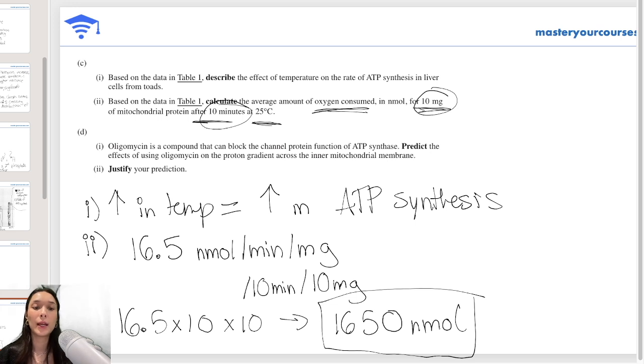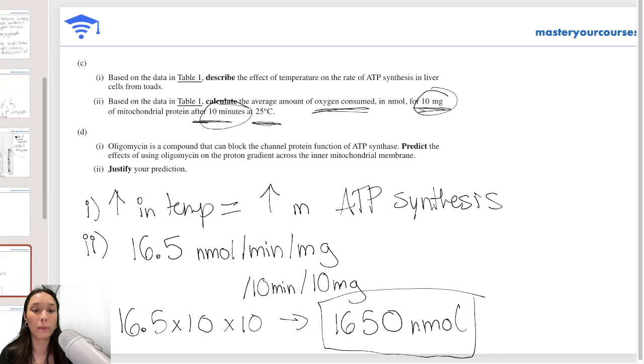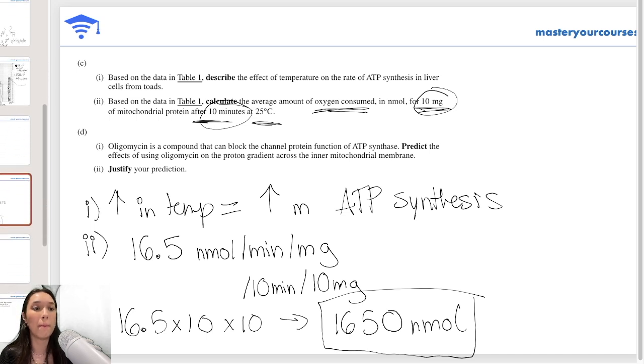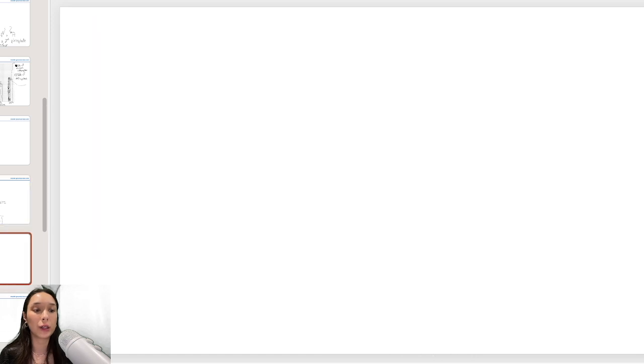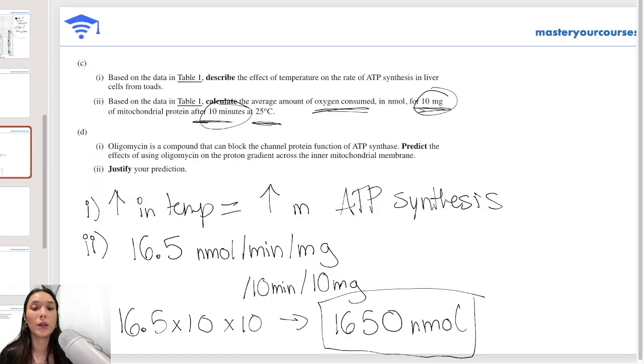Now, for the last part of this question, part D, the first part says oligomycin is a compound that can block the channel protein function of ATP synthase. Predict the effects of using oligomycin on the proton gradient across the inner mitochondrial membrane. So this one, again, is more of a theory question. I'll add another slide here. So oligomycin is going to block the function of ATP synthase. So it's really important, obviously, that you know about ATP synthase and what the proton gradient does in the mitochondrial membrane, and then you have to justify it.